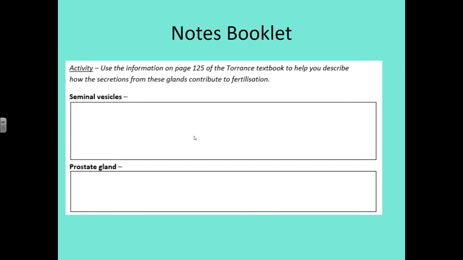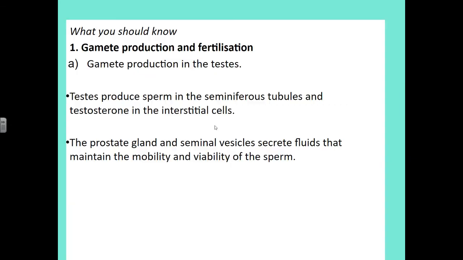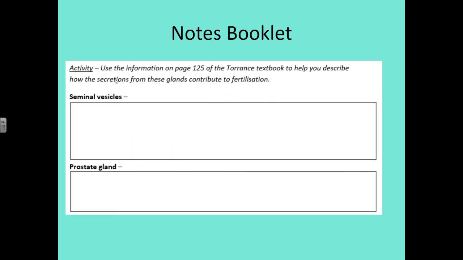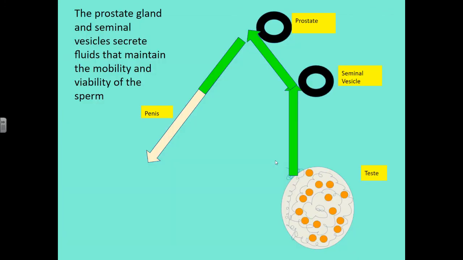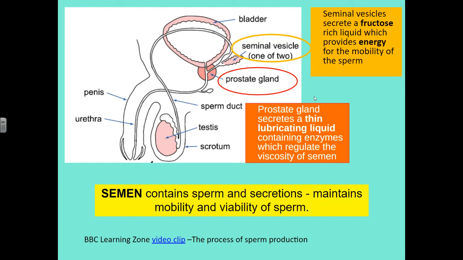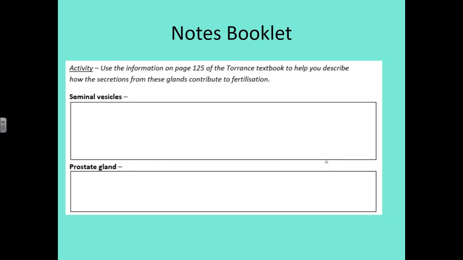In your notes, it asks you to fill in that particular box in full. You can just write across both of it, motility and viability, or you can pause the slide on this and write in what it says. So seminal vesicles give you the sugars, and the prostate gland is mostly to do with maintaining motility. That's all we need to know for this key area.